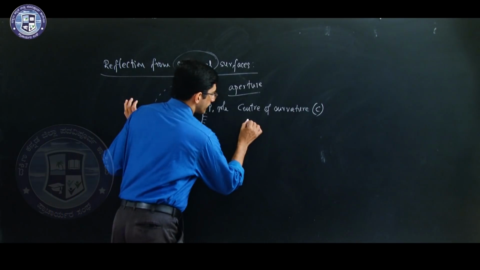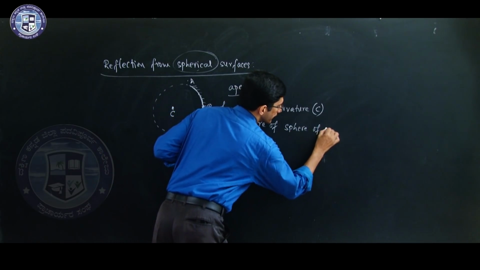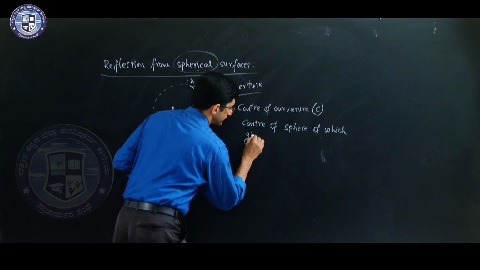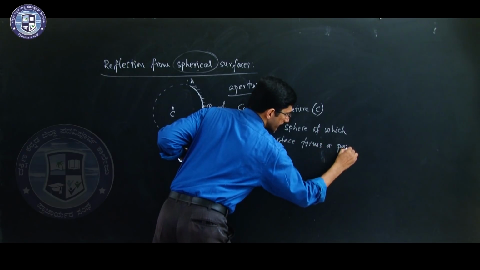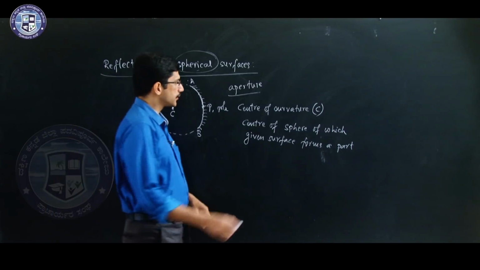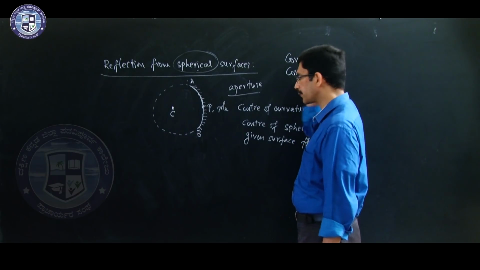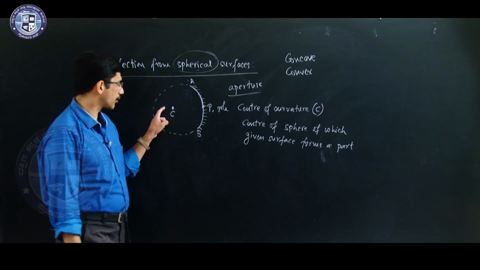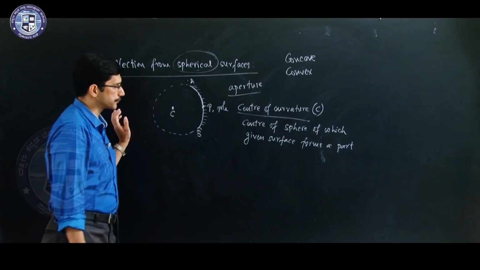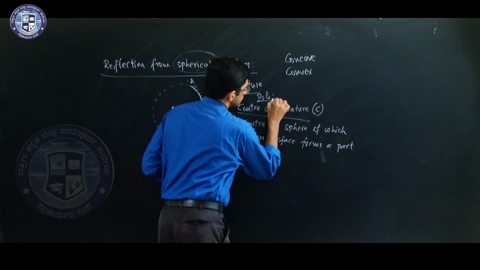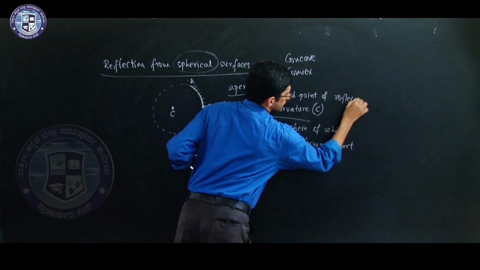So, it is the center of the sphere of which the given surface forms a part. But I have not explained what a concave spherical surface and a convex spherical surface are. I will explain that shortly. The center of the sphere of which the given surface forms a part is the center of curvature, and the pole is the midpoint of the reflecting surface.